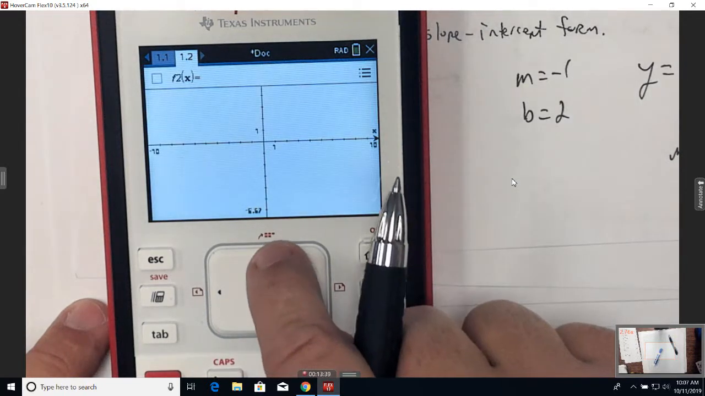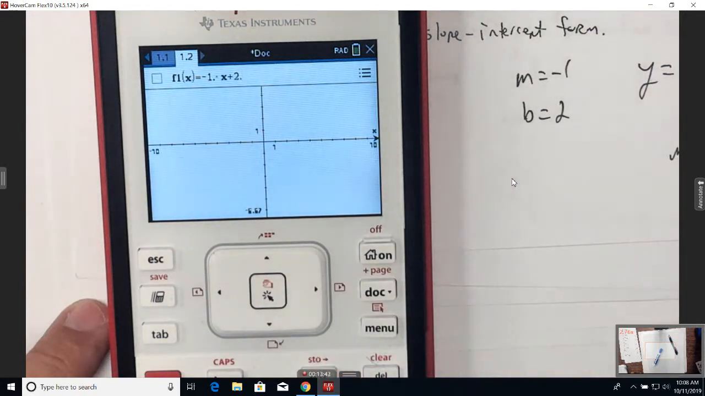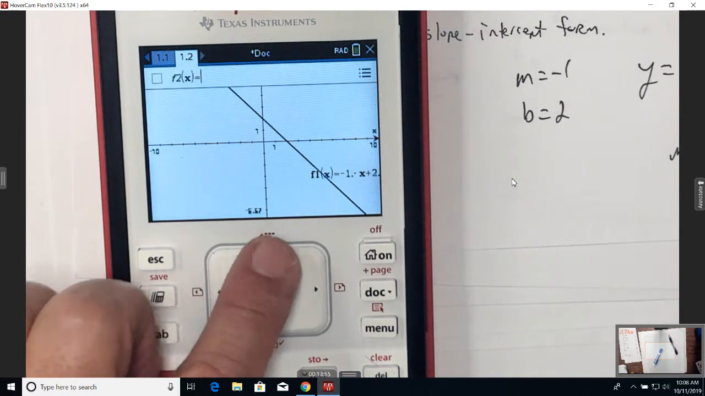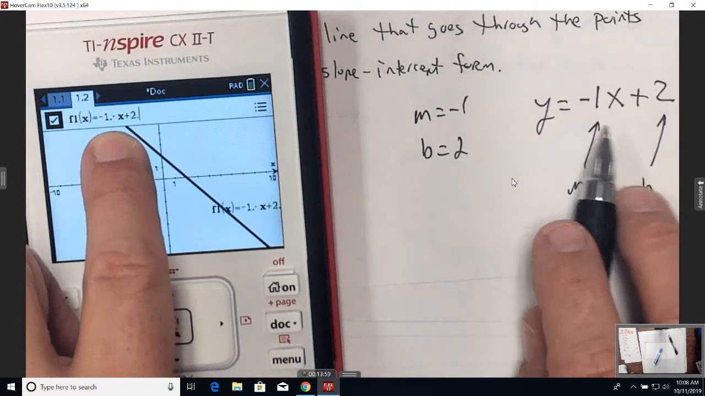It's already there, but it's not the first. It's not the second one. It's the first one. So go up 1. And to graph it, just hit enter. And there's the graph. Did I go too fast? And there's a table there too. You want to see the function rule? The function rule is there. Go to tab. There it is. Negative 1x plus 2.